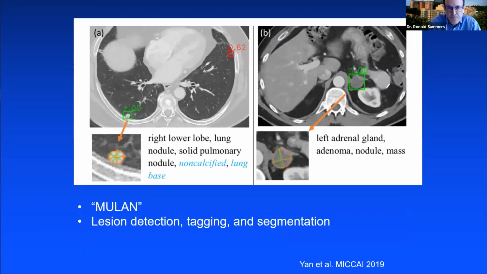Next slide. This shows an example of how the universal lesion detector that we dubbed Mulan did lesion detection, tagging, and segmentation. This program not only detected the lung nodule in the right lung in the image on your left, but it also detected the left adrenal gland lesion. In this case, it was an adenoma, but it could have just as easily been a metastasis from lung cancer, as adenomas are a known site of lung cancer metastasis. Next slide.